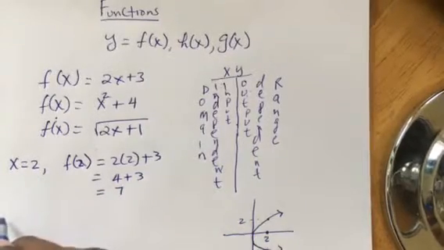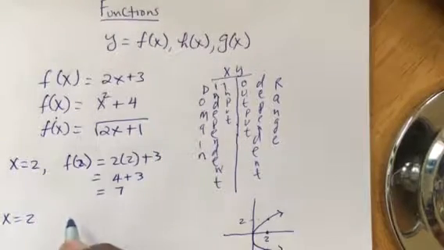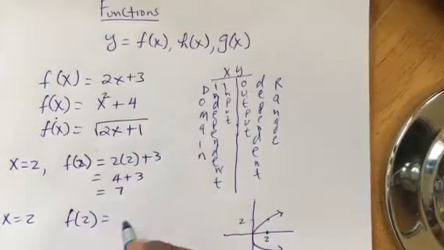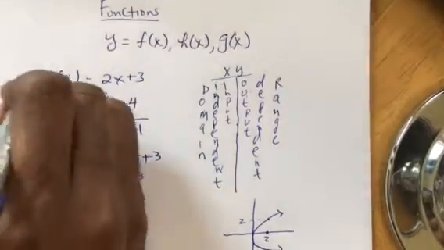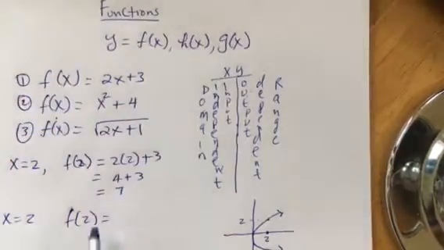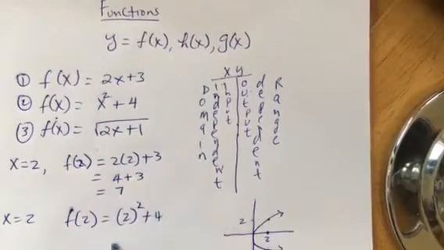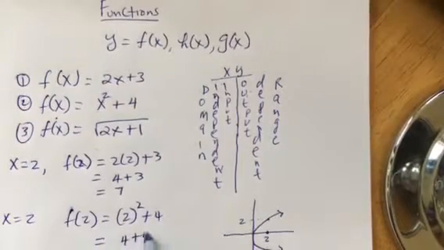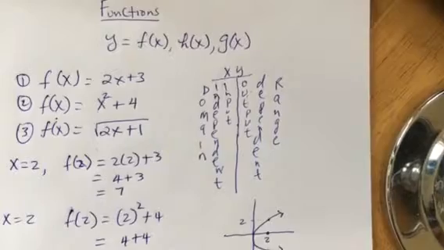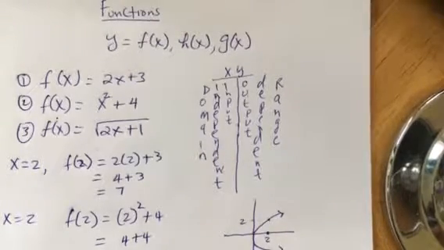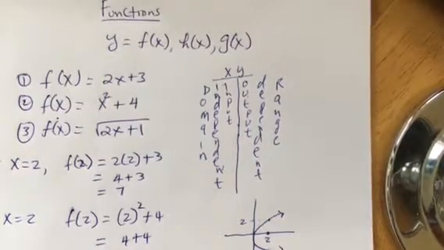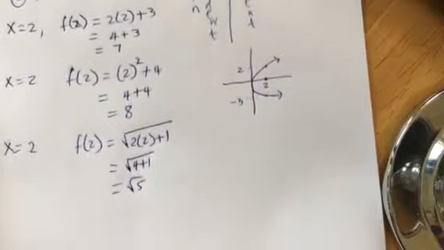Okay, let's evaluate the same 2 for the second function. So that would be f of 2 equals, the second function was, let's say this is number 1, let's say that's 2, let's say that's 3. So if we substitute for the second one, that would be 2 squared plus 4. This would give you 2 squared is 4, and then plus 4, that would give you 8. Let's evaluate the same x for the third one. So you will get f of 2 equals square root of 2 times 2 plus 1, which gives you square root of 4 plus 1, which gives you square root of 5. This is how you evaluate functions.